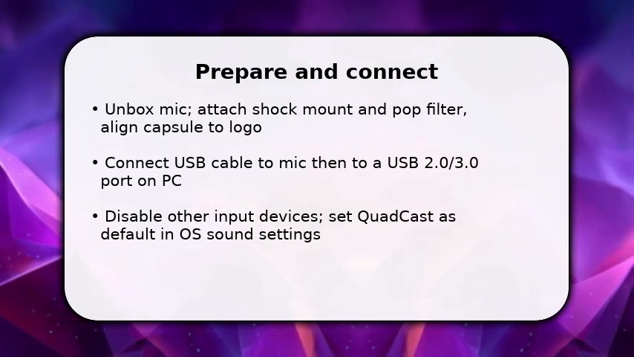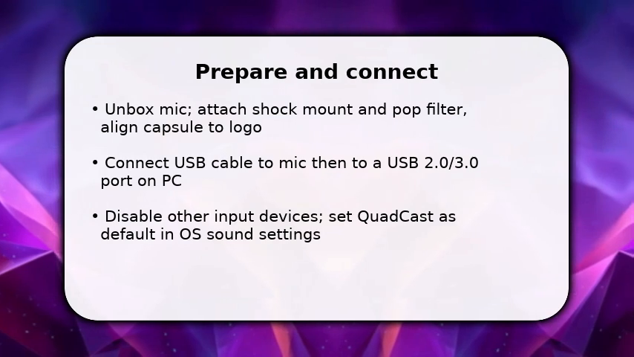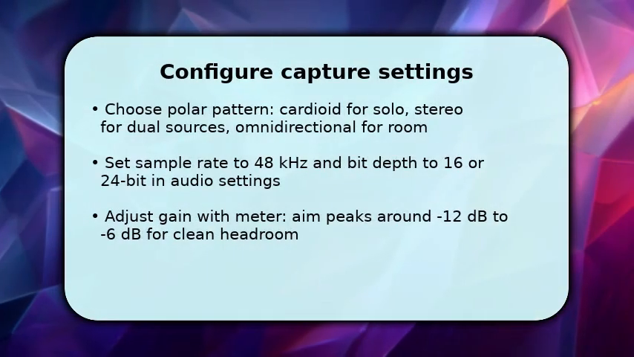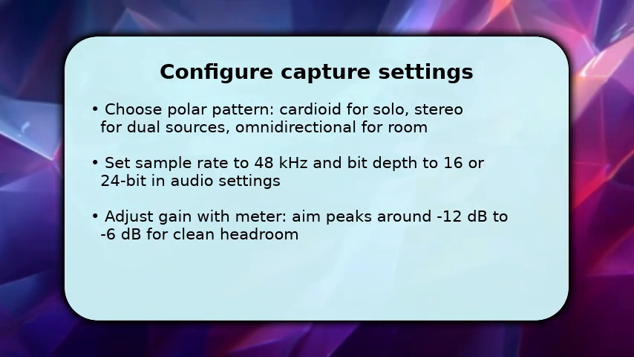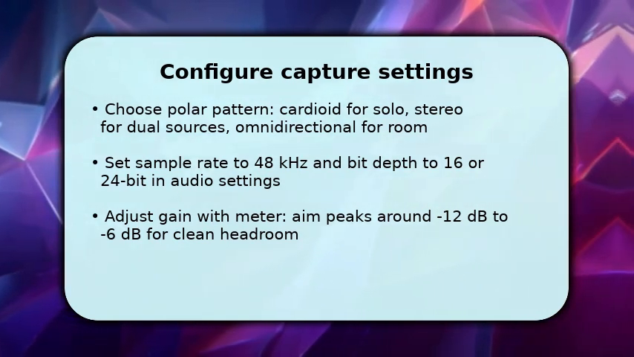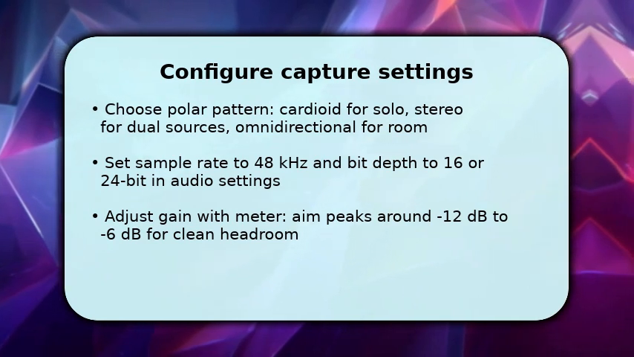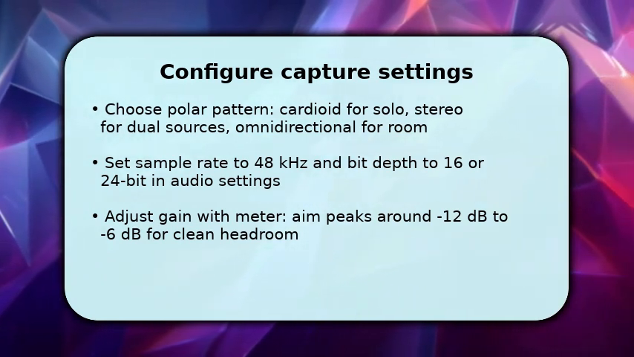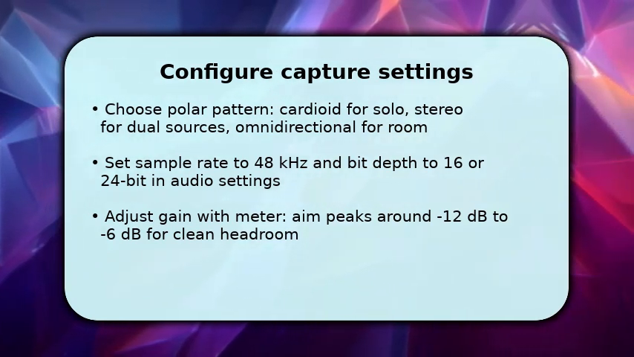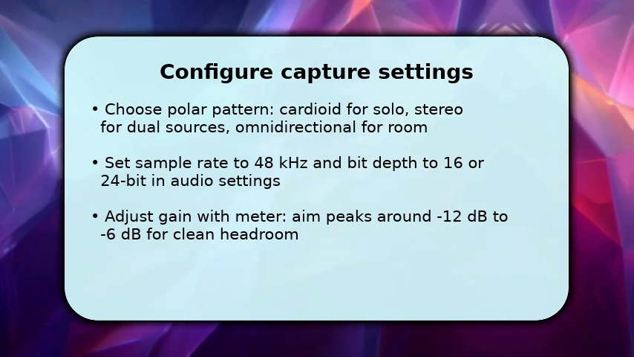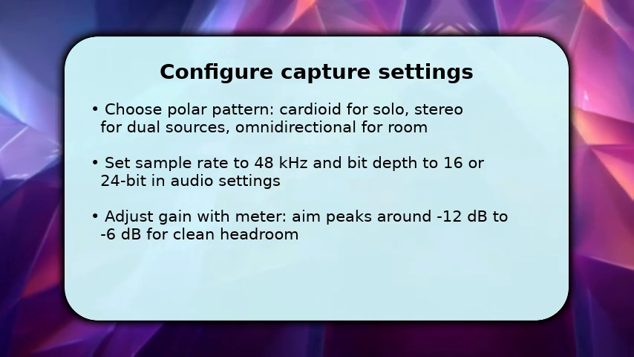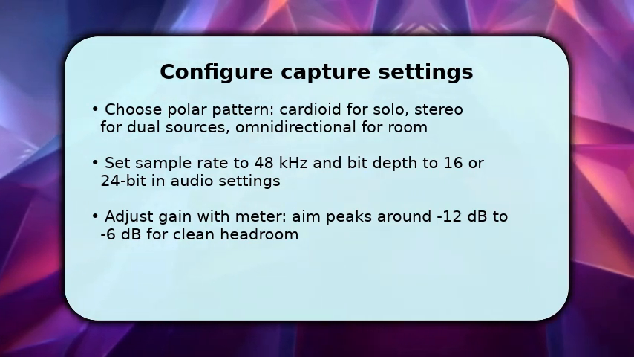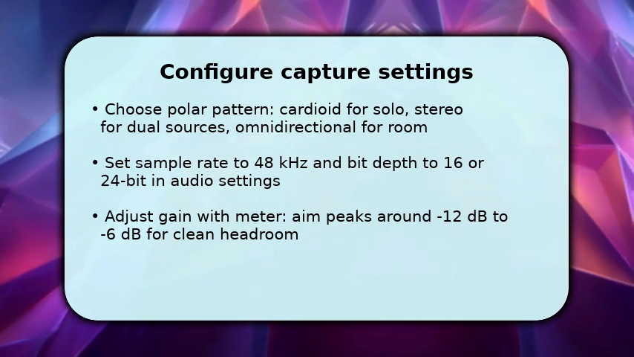Now configure how the mic captures sound so your recordings are balanced. Use the touch-sensitive polar pattern control to select cardioid for single-voice streaming. Switch to stereo or omnidirectional only when needed. In your DAW or system audio panel, set the sample rate to 48 kHz and choose 16 or 24-bit depth. Higher bit depth increases dynamic range. Adjust the onboard gain while monitoring levels. Aim for peaks between -12.